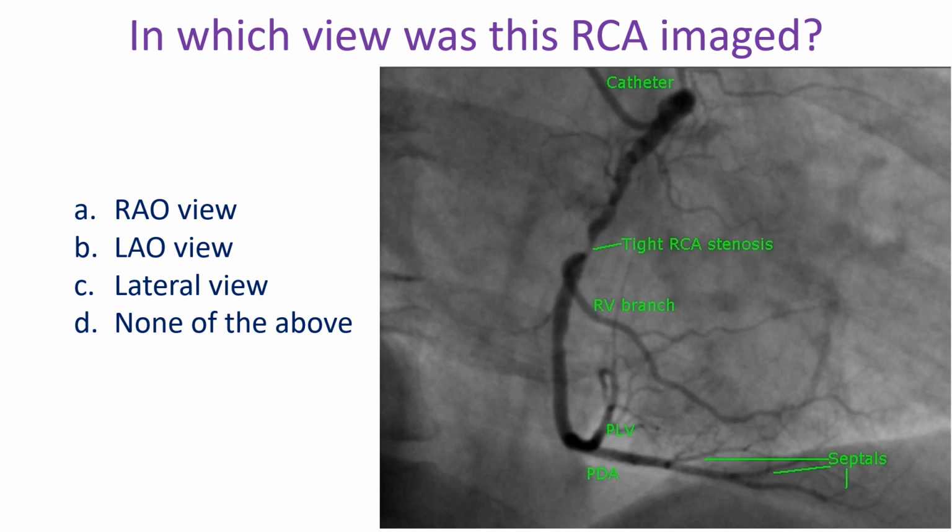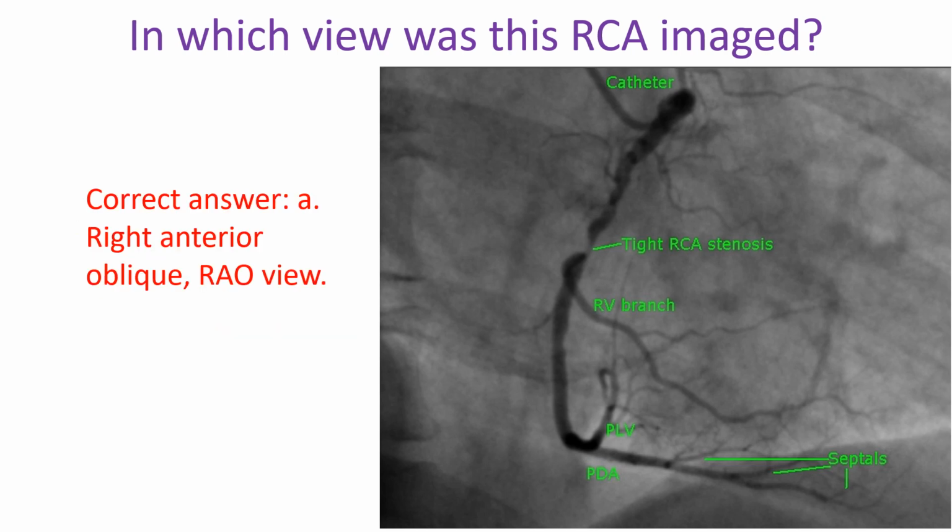In which view was this RCA imaged? A. RAO view, B. LAO view, C. Lateral view, D. None of the above. Correct answer: A. Right anterior oblique, RAO view.